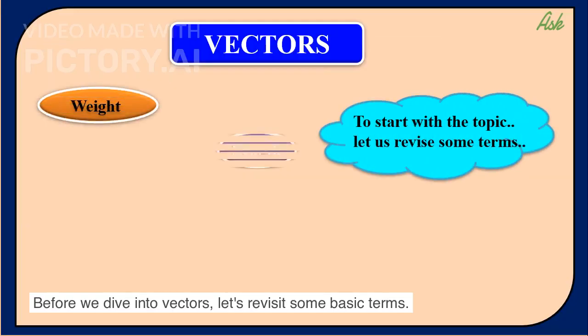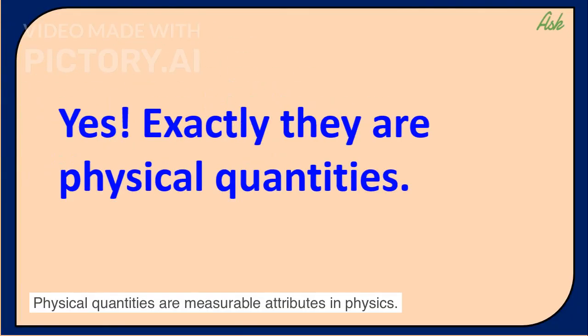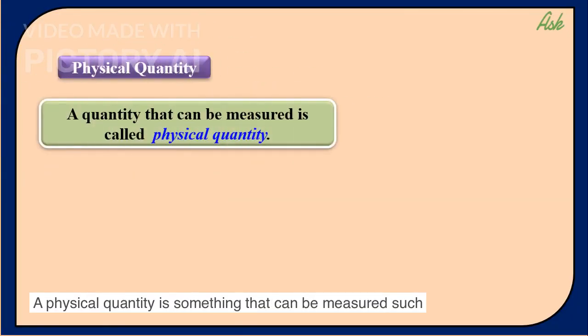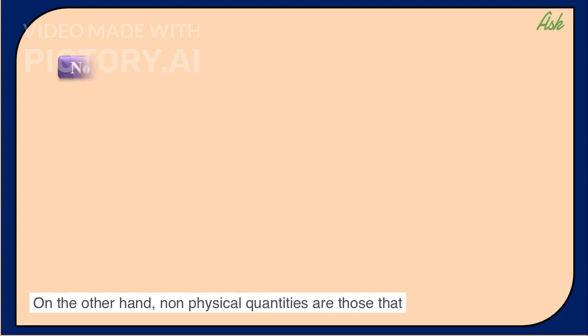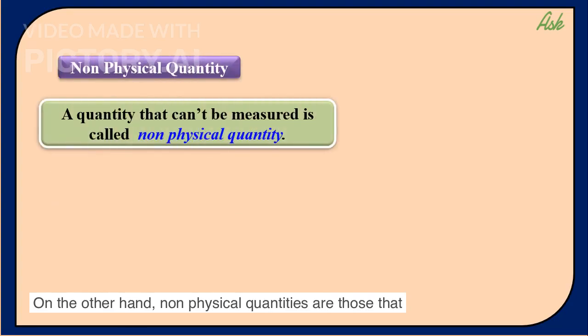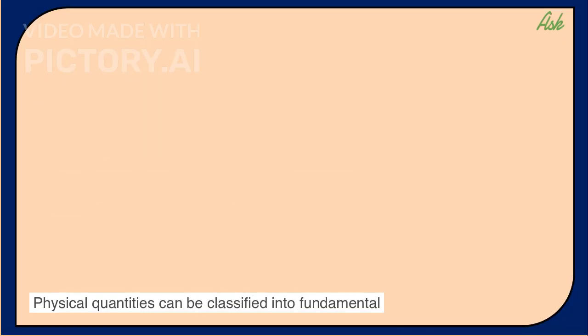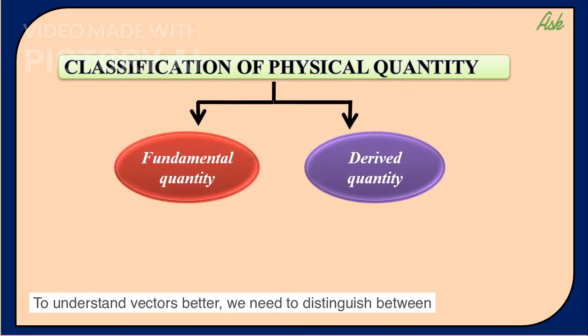Before we dive into vectors, let's revisit some basic terms. Physical quantities are measurable attributes in physics. A physical quantity is something that can be measured, such as length, mass, velocity, temperature, area, volume, and density. On the other hand, non-physical quantities are those that cannot be measured, like affection, love, anger, hunger, and pain. Physical quantities can be classified into fundamental quantities and derived quantities.